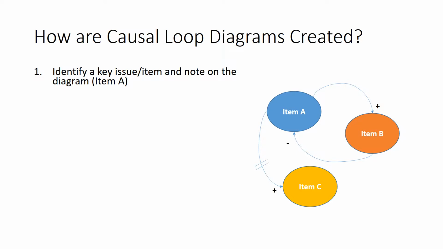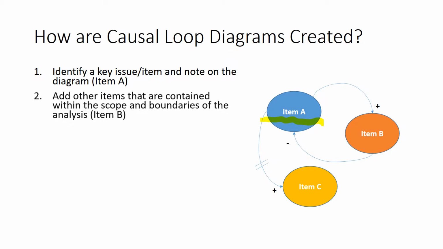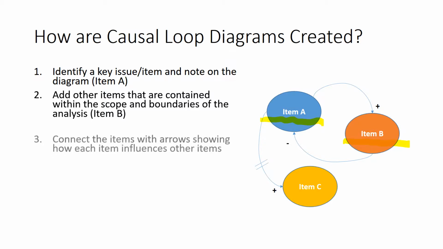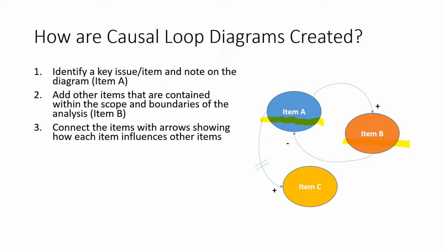How are causal loop diagrams created? First, you identify a key issue item and note it on the diagram, such as here, item A. And then you add other items that are contained within the scope and boundaries of the analysis that you're conducting. For example, item B over here. And then you connect the items with arrows showing how each item influences the other. So here's an arrow, A to B.